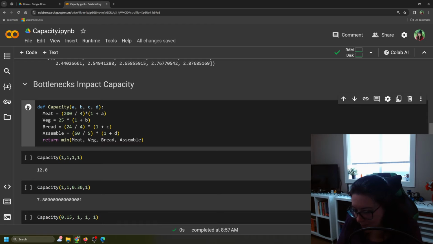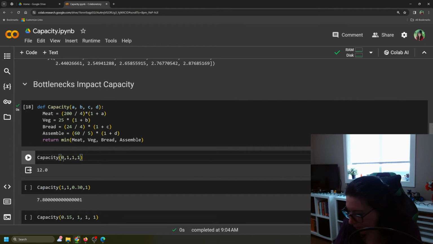Okay, so let's run that definition. Let's assume no changes. So we're at normal time for all these processes, A, B, C, and D. We're not adding anything to them.